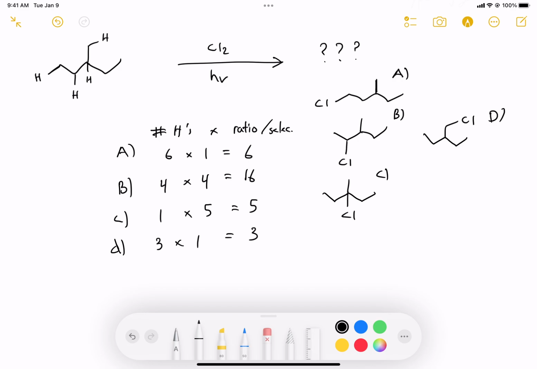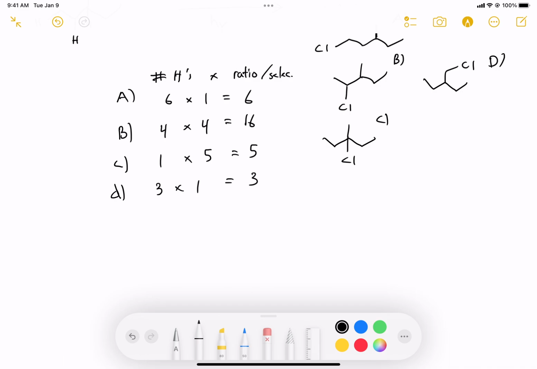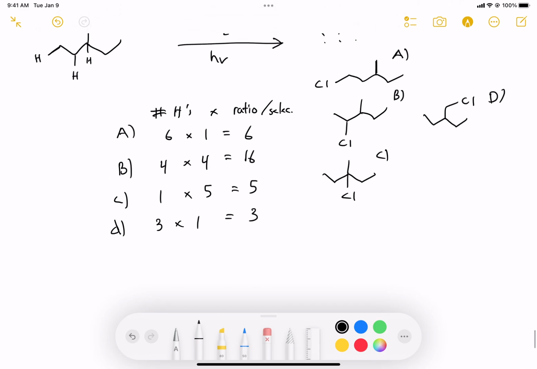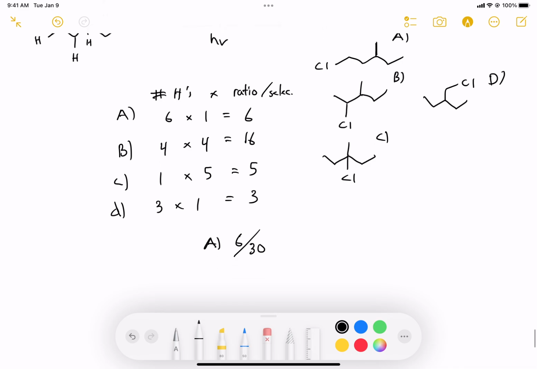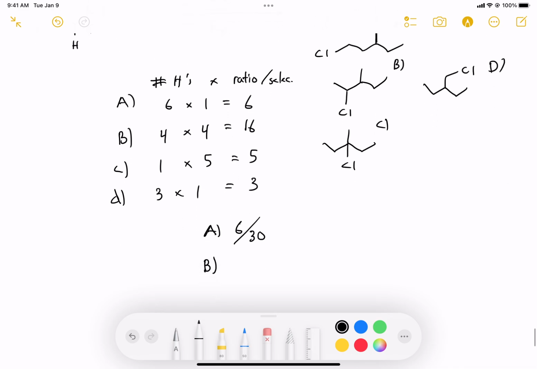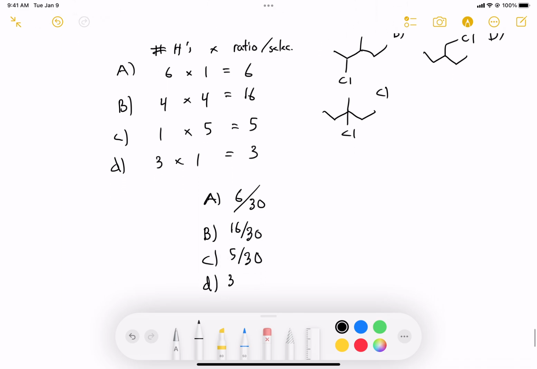All right. So now, if we were to find the relative abundance, to find the relative percent of each product, we would combine these into percents. So for A, it will be 6 over 6 plus 16 plus 5 plus 3. That would give us 30. Okay. B would be 16 over 30. C is 5 over 30. And then D is 3 over 30.